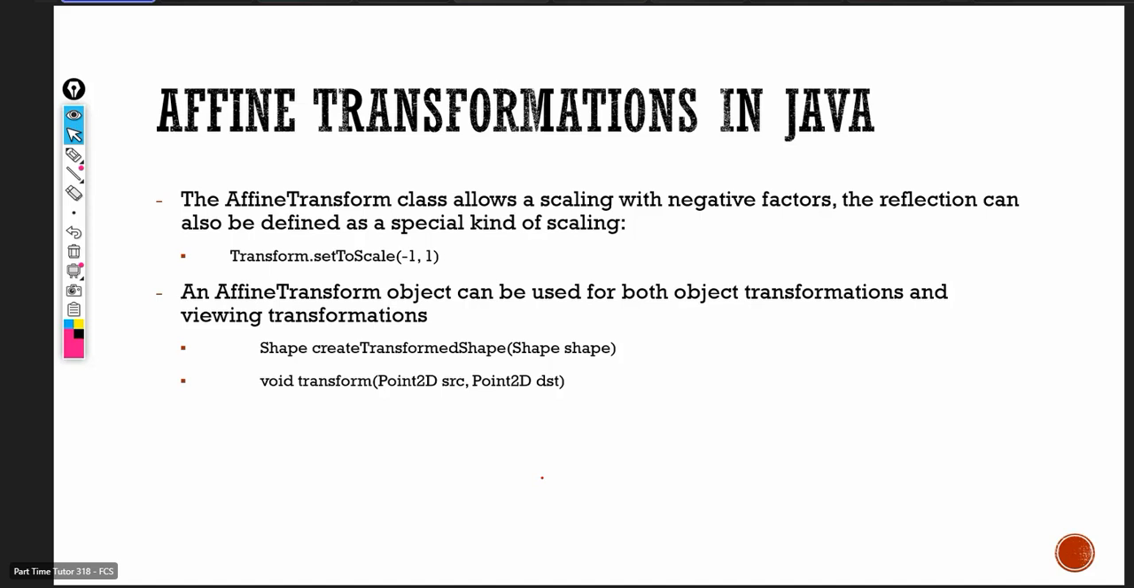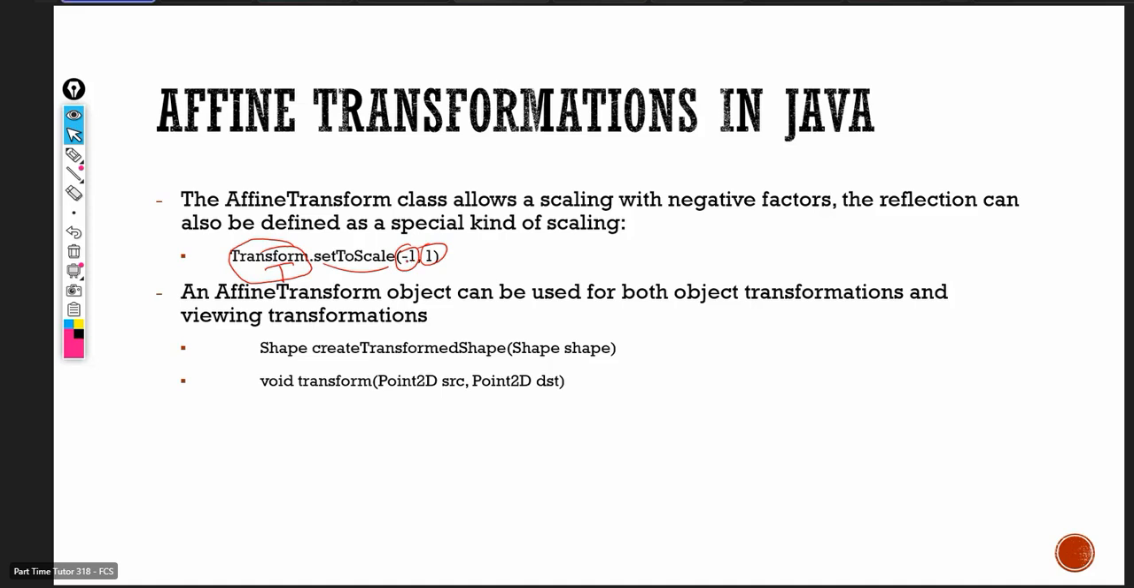Now, if you want to use the transformation of scale, for example, you can use transform dot set to scale. So transform here is the name of your affine transform. In this example, it is T. So you can use T dot set to scale minus one, one. That means you are making a transformation of scale with minus one over the x-axis and one over the y-axis. This is for the definition of the transformation.